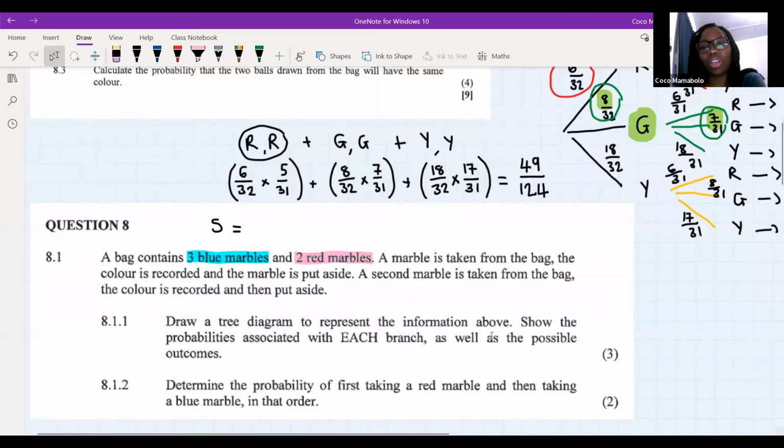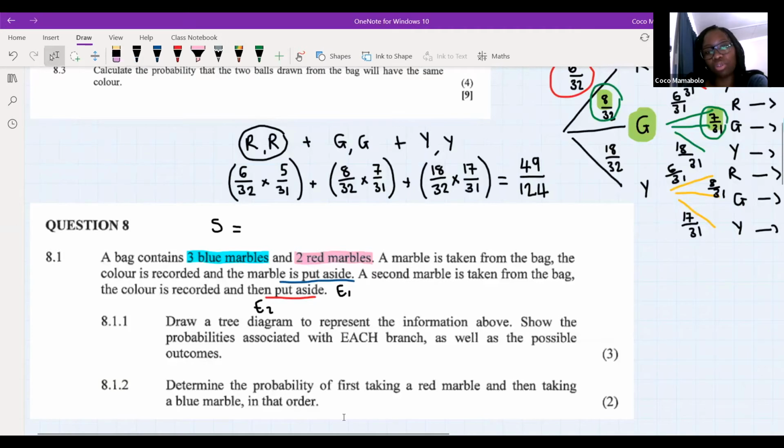All right, so they already tell us that 2 things are going to happen. Remember, this is the first event. The marble is taken from the bag, then it is put aside. So we already know that it's not going to be put back in. So that's our first event, event 1. And then a second marble is taken from the bag and it is put aside. This is event 2. Somewhere between event 1 and event 2, my sample space is going to change.